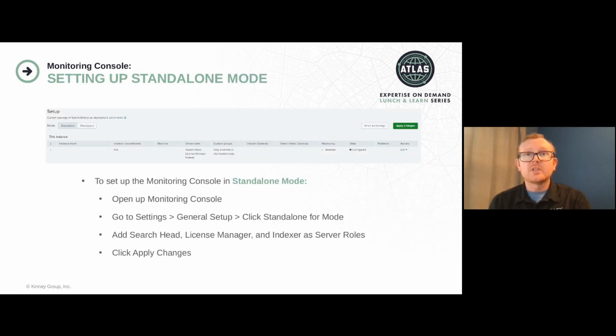And to set it up for standalone mode, they're both pretty similar setups. You'll go to monitoring console, go to settings, click general setup, and then you'll see here, and I'll go over it on a bigger screen in just a moment. You choose standalone, you add search head, license manager, and indexer as server roles, then you click apply changes.